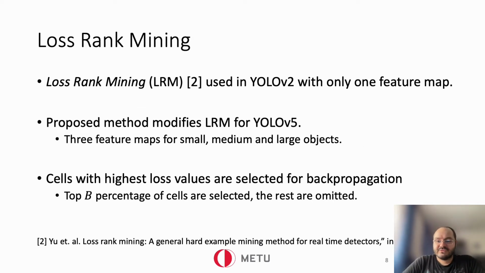The other approach we have implemented is loss rank mining. This was originally proposed for YOLO V2, which uses only one feature map. Our proposed method modifies loss rank mining for YOLO V5, which has 3 feature maps for small, medium, and large objects. But what is loss rank mining? In LRM, simply the cells with the highest loss values are selected for backpropagation. Top B percentage of cells are selected and the rest of them are omitted.